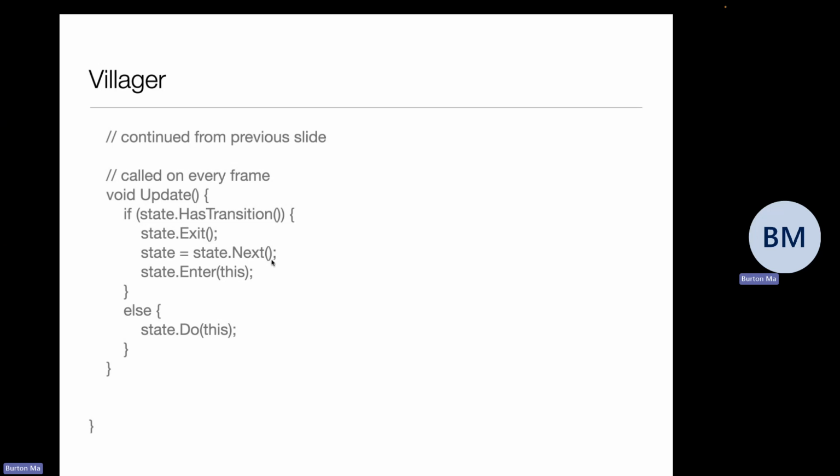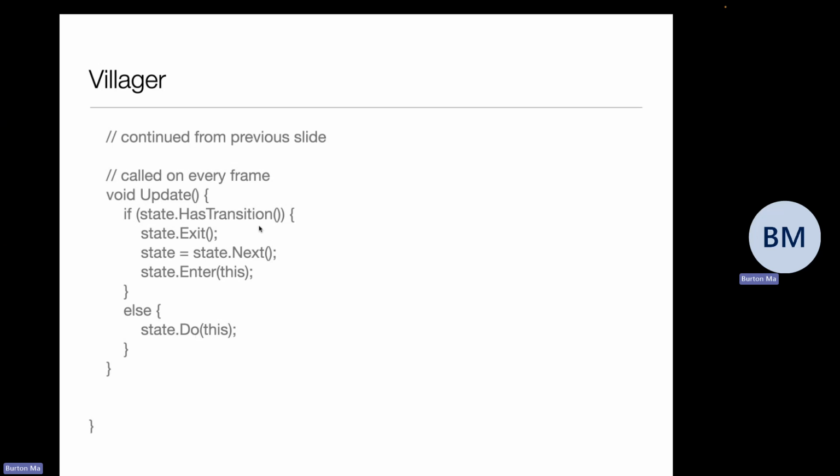You then want to set the current state to the new state, and the state object knows what is the next state that it's transitioning to. So you call next on the state object. And then finally, you've got a new state, so you now want to enter that state. So on the new state, you call the enter method, again passing in the villager so that the state object can get information about the villager. There's another way to do this, so I'll explain in a second.